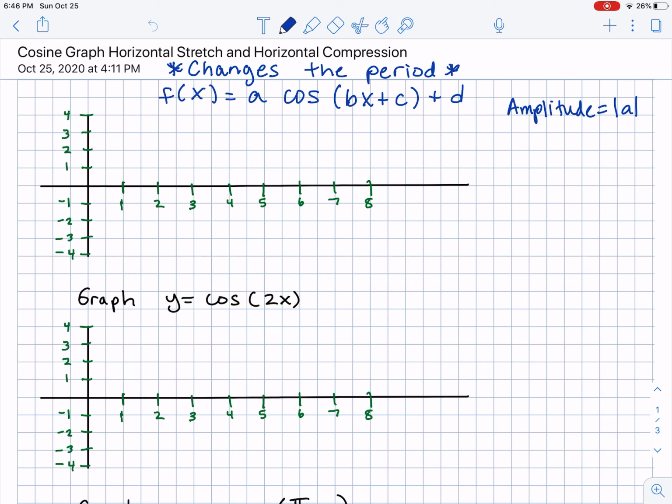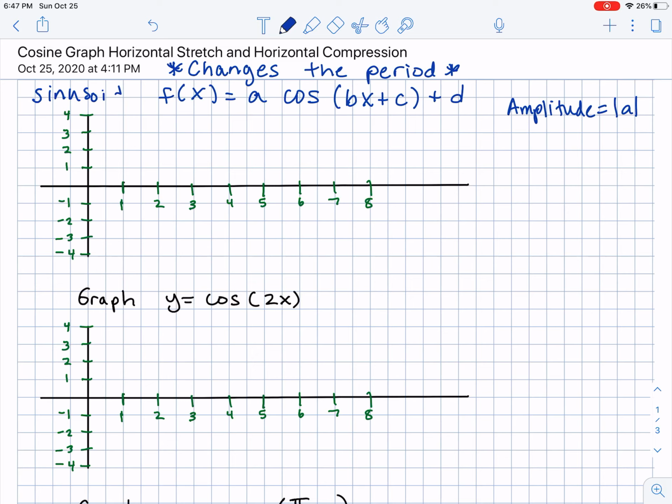Hi guys, so we're going to continue with our cosine graph, but we're going to do a different transformation, which is your horizontal stretch and horizontal compression. And I first want to just remind you what this sinusoid looks like.